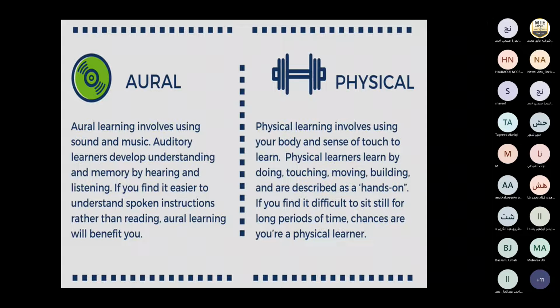Physical, the fourth type. Physical learning involves using your body and sense of touch to learn, like doing experiments, especially for science. Physical learners learn by doing, touching, moving, building, and are described as hands-on. If you find it difficult to sit still for long periods of time, chances are you're a physical learner.